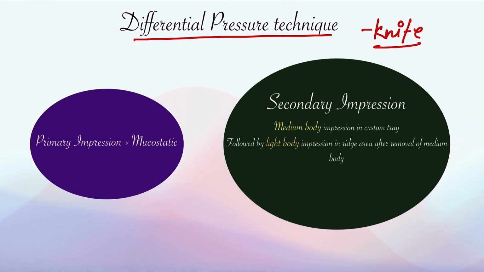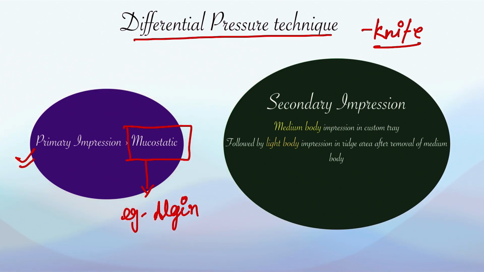In this, the primary impression is obtained using the mucostatic impression material like alginate, and the secondary impression is obtained with the help of medium body impression material. And this medium body material is removed in the ridge area where the light body wash impression is obtained.